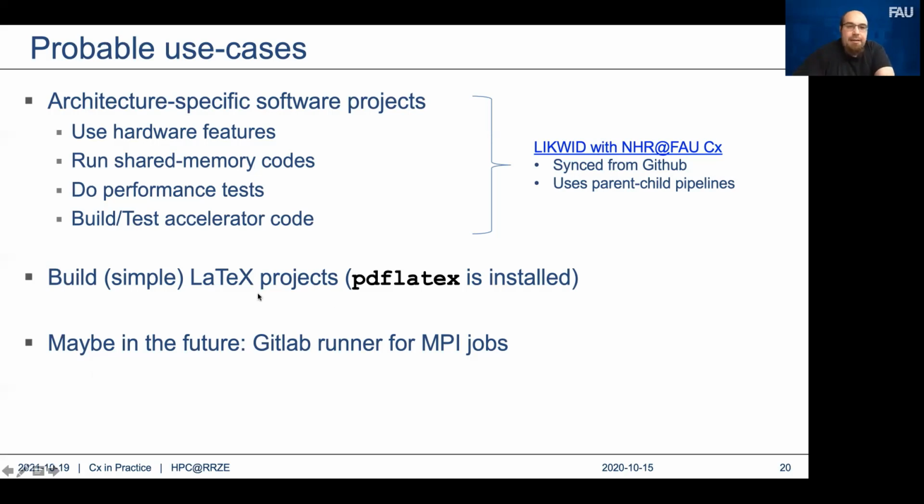We'll see. You can use it to build simple LaTeX projects. If you write a paper, you can use GitLab and use the CI to build the paper, store the PDF as an artifact, and download it every time you commit something. That's it.